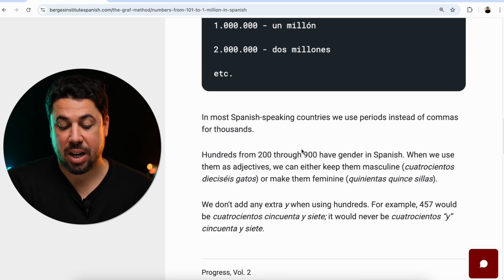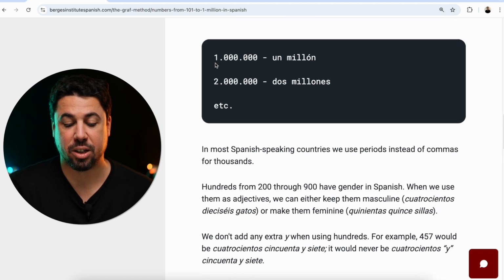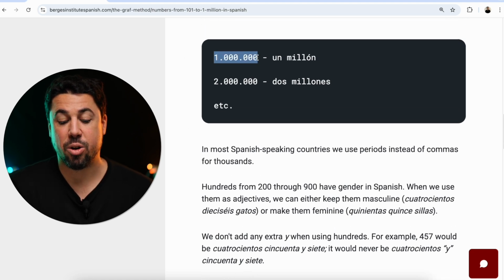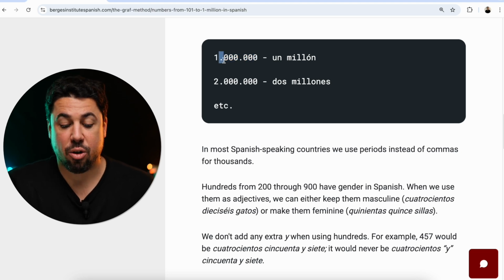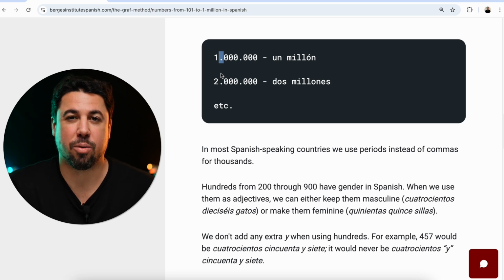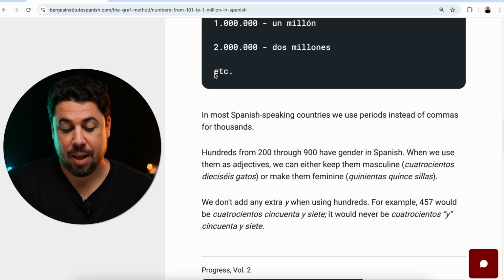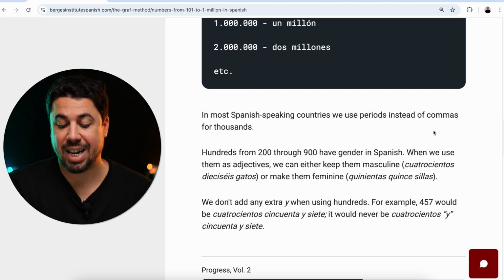So in most Spanish-speaking countries, we use periods instead of commas for thousands. We can see it in here. We use commas instead for decimals. Another option is instead of using periods here, we can use a space. That's also very common. And then hundreds from 200 through 900 have gender in Spanish.